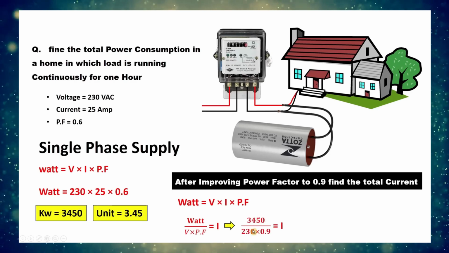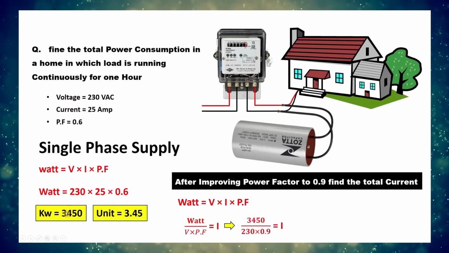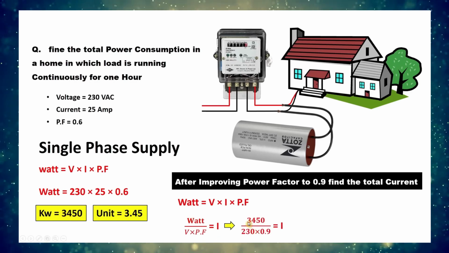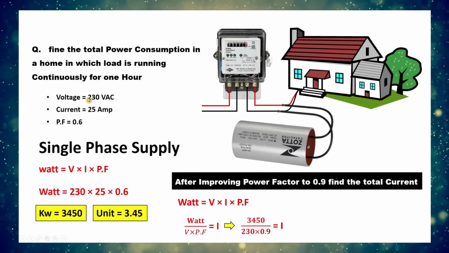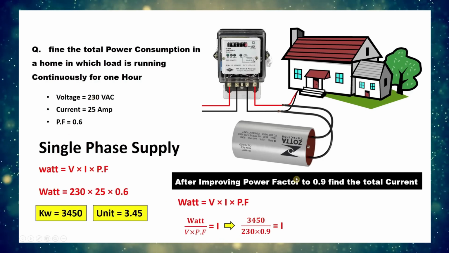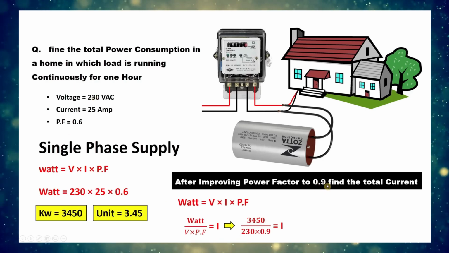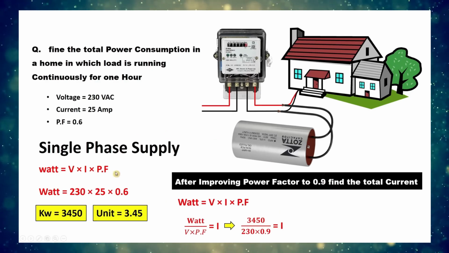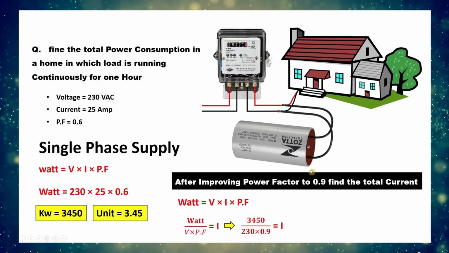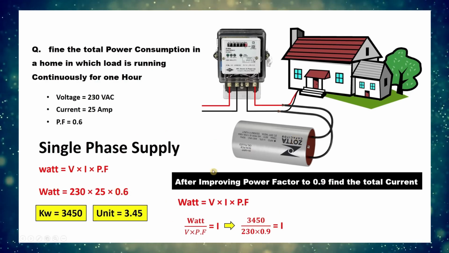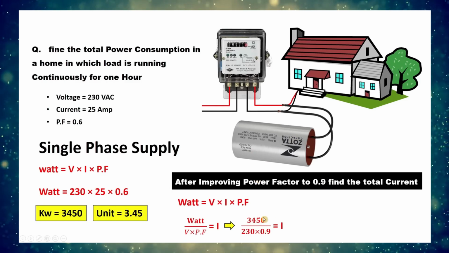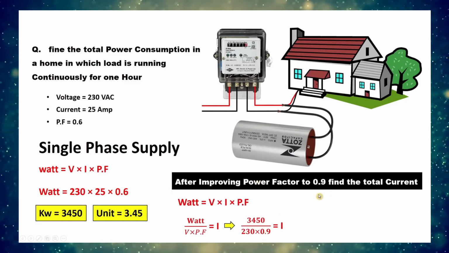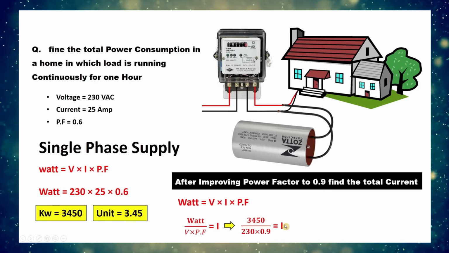What changes are there, and how much change occurs? Let's understand after connecting the capacitor how many amperes of current are flowing in the home. To find this, you have to use the same formula. For now, we have to find current, so I'm using this formula and putting in all the values.